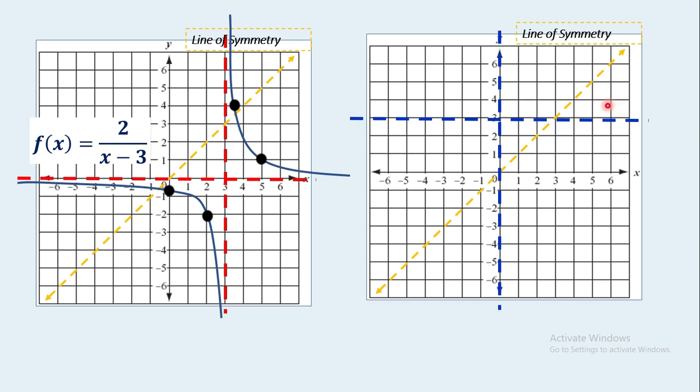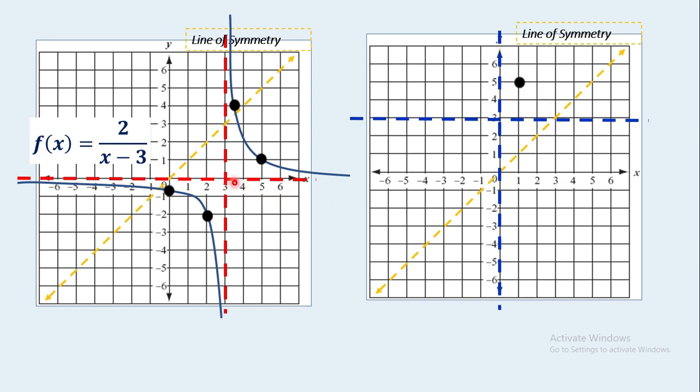Now let us plot the points of the inverse function. Let us start with the first point here. We have 5 and 1. This is from the original function. If we are going to plot this into the inverse function, we need to interchange the values. 5 and 1 becomes 1 and 5 because, as I've said earlier, the domain becomes the range and the range becomes the domain. So this is 5 and 1 in the original, and in the inverse function, that is 1 and 5. So this is x equals 1 and y is 5. So this is our first point.